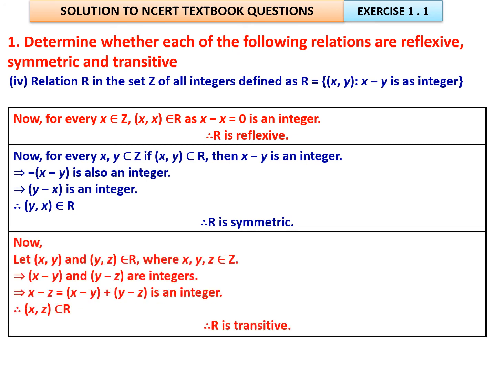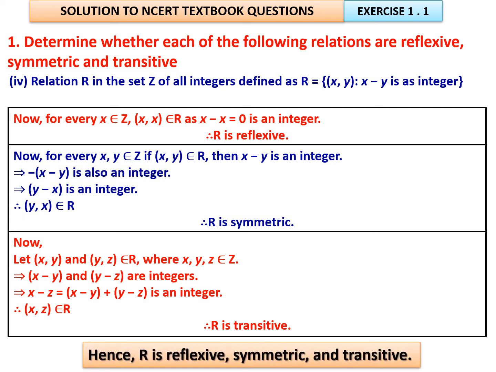Let us say transitivity. As I told you earlier, you have to make use of the first two ideas, then you have to go for the third one. x comma y and y comma z belong to R, so x minus y and y minus z are integers. x minus z can be written by adding both of them. When you add two integers, you will get an integer also. As x minus z is an integer, it is transitive.